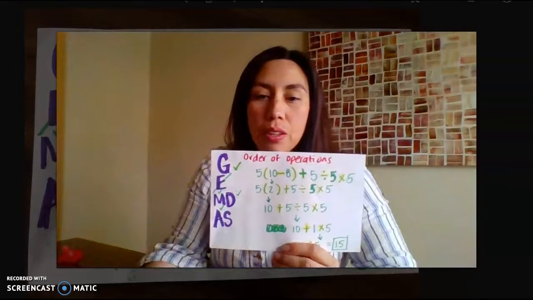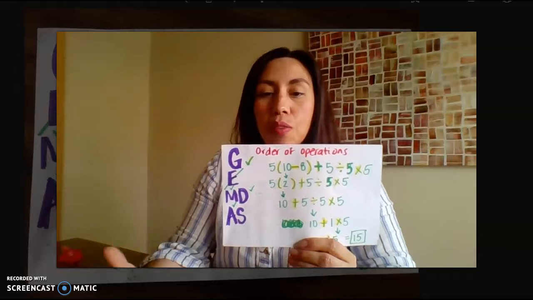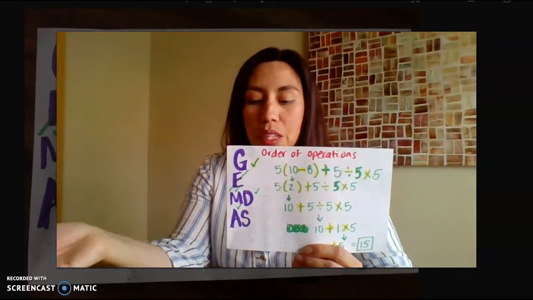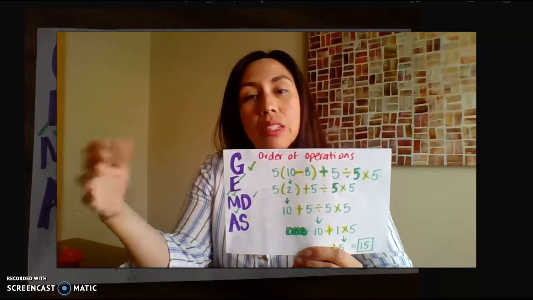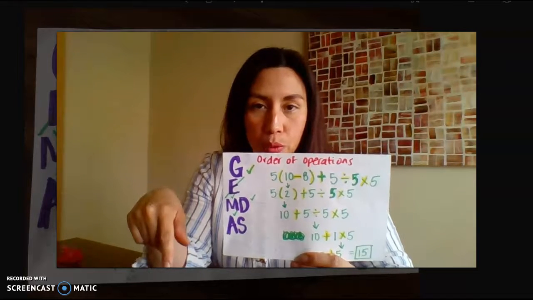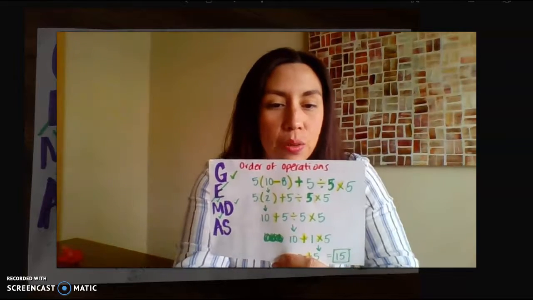Some of the videos that I've posted are going to say PEMDAS, the P for parentheses, and then I'll use GEMDAS, the G for grouping symbols, because not only will we see parentheses, but we're also going to see brackets in some problems. So I think the G is more appropriate. So let's jump right into it.